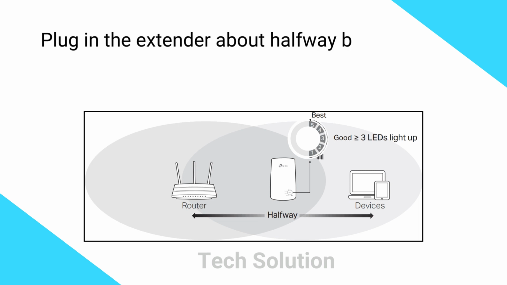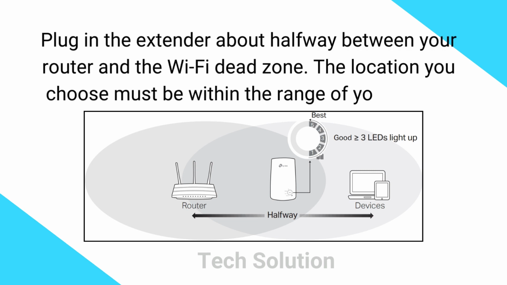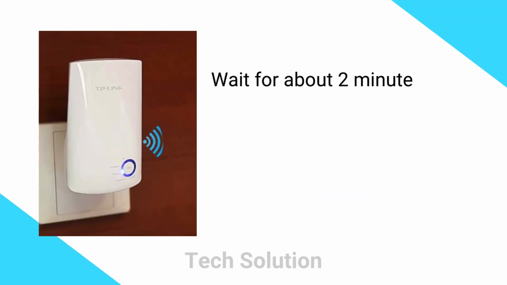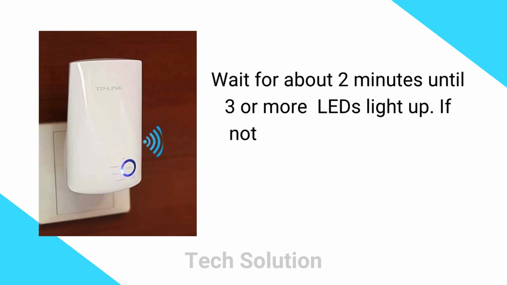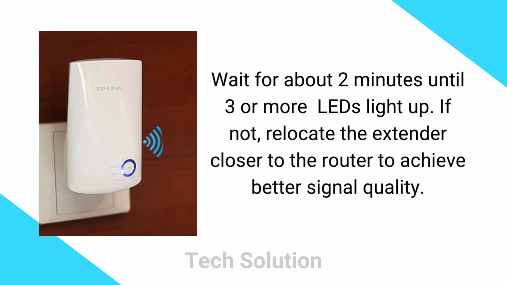Relocate the extender. Plug in the extender about halfway between your router and the Wi-Fi dead zone. The location you choose must be within the range of your router. Wait for about 2 minutes until 3 or more LEDs light up. If not, relocate the extender closer to the router to achieve better signal quality.